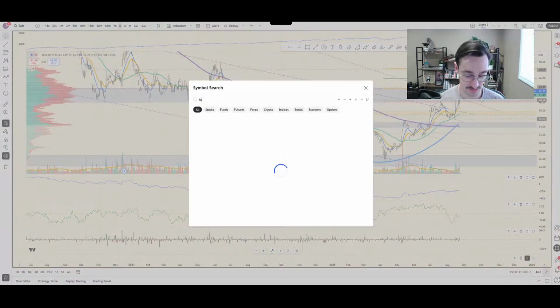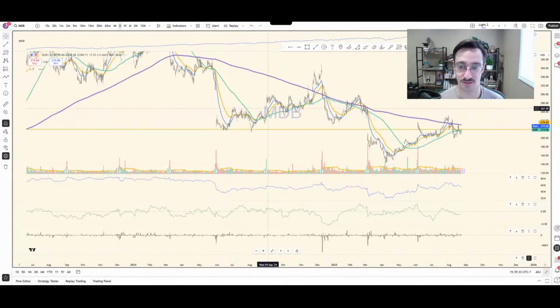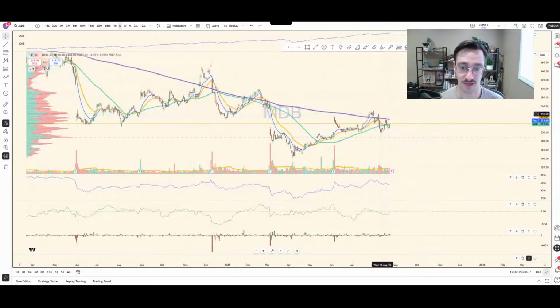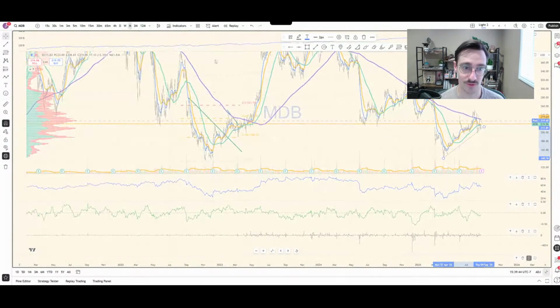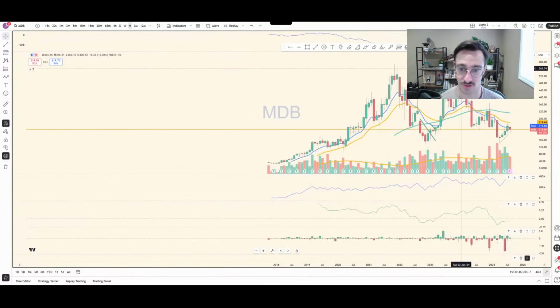MDB. Tyler calling out MDB, MongoDB. That's looking tight. I'd like it more if it was over this 200, but that is a tight pennant. Let's draw it out. Very nice, very tight. What are we looking for? Is it on stilts or is it constructive?